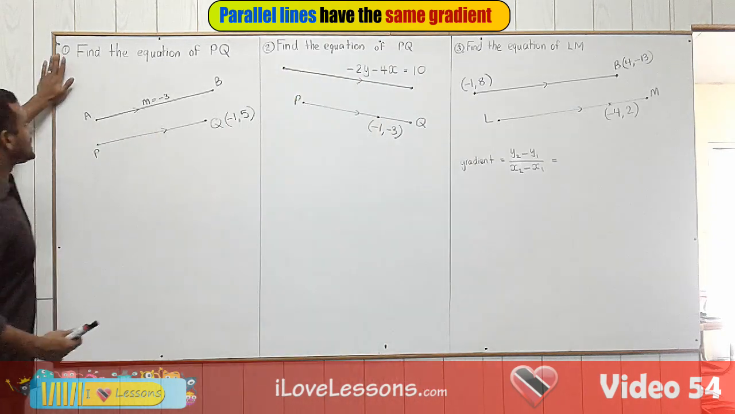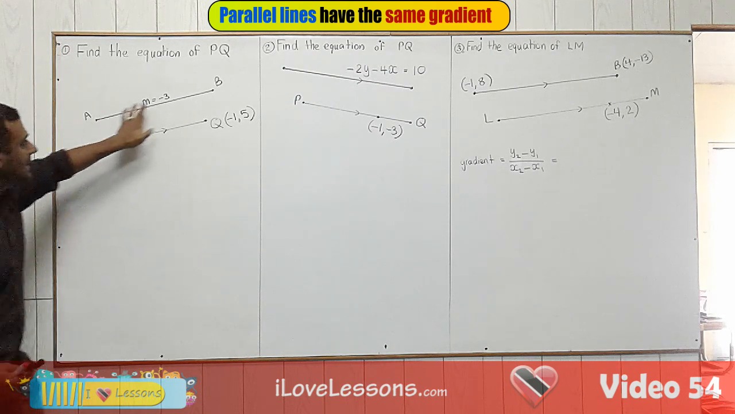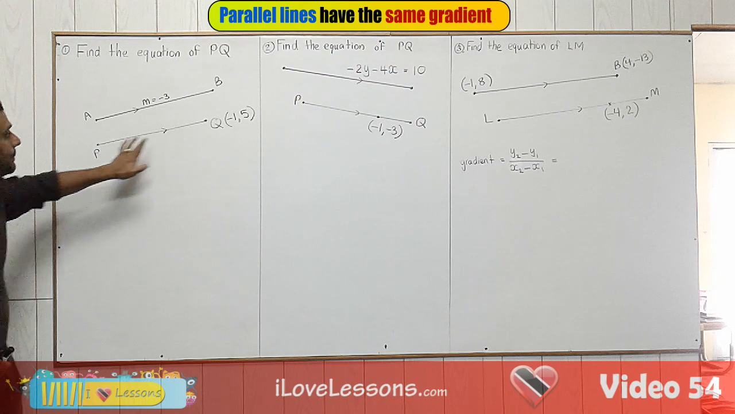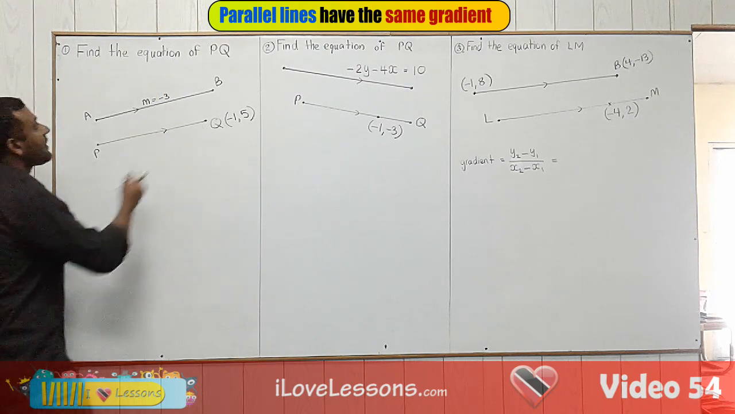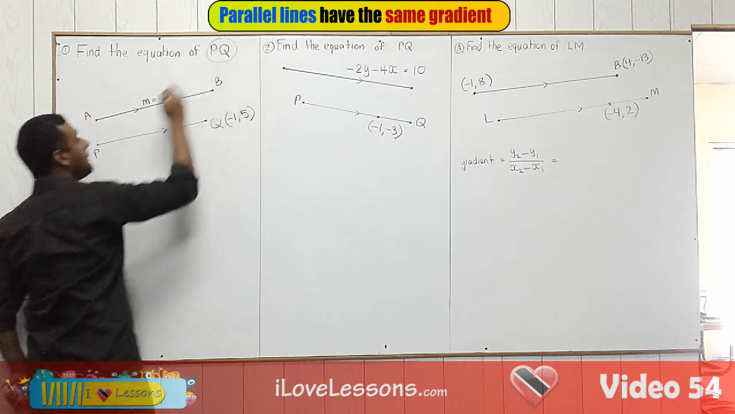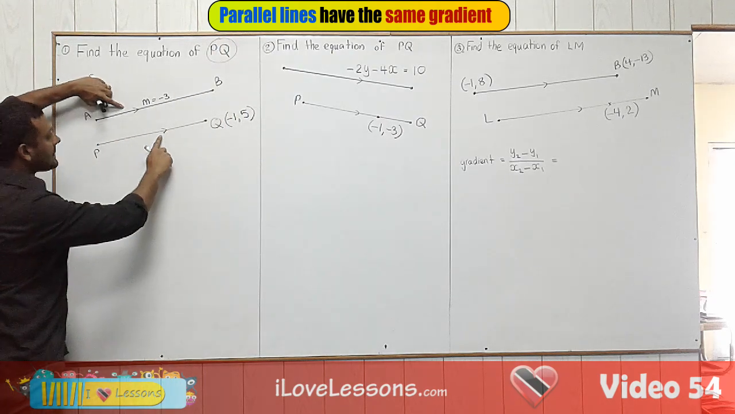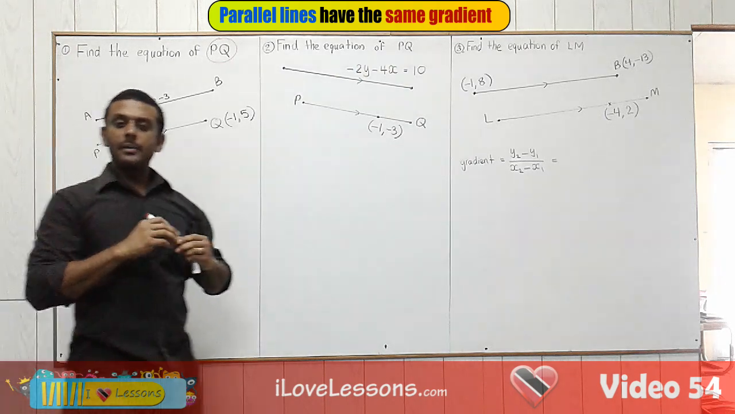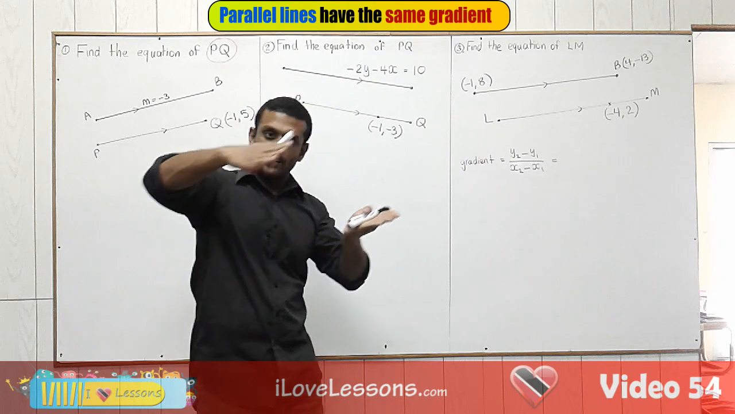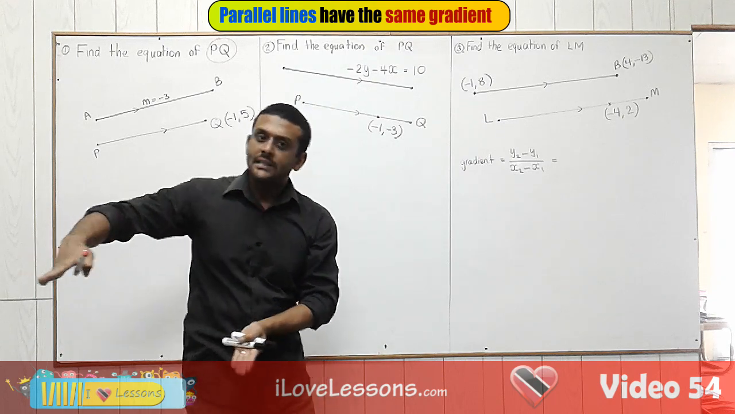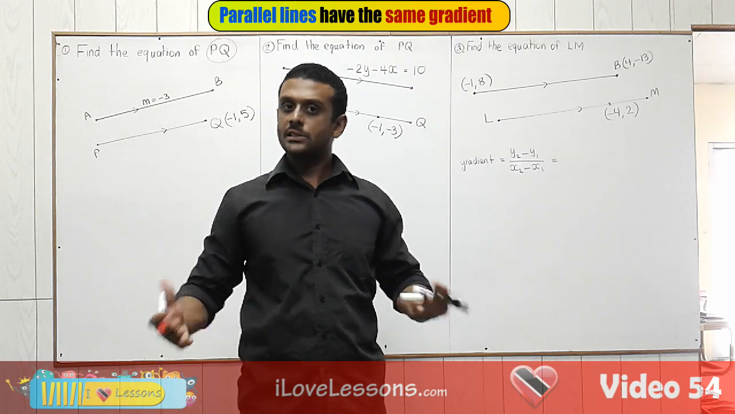So question 1, we have 2 straight lines. I have the line AB and the line PQ. Now, the question is asking us to find the equation of the line PQ. So, parallel lines. Now, just in case you can't remember what parallel lines are, 2 lines are parallel means that they are basically going in the same direction and will never ever touch.